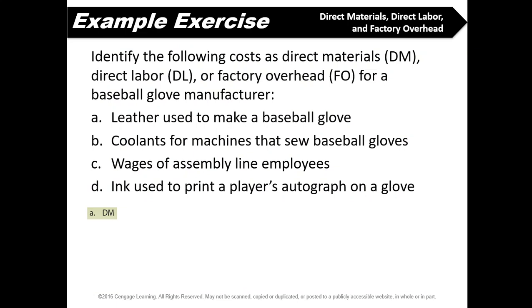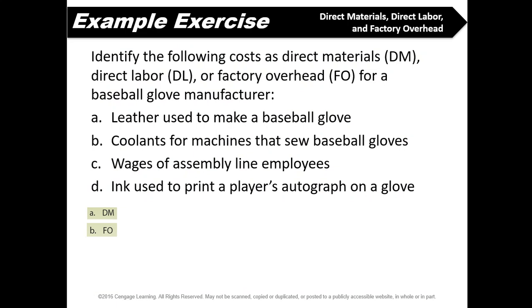The coolants in the machines that sew the baseball gloves. Right, so I have some heavy machinery that are sewing these things together. I need to keep them oiled up and cooled so they don't overheat and jam. So that isn't a direct part of those finished gloves, but it's a cost I have to incur to get those gloves put together. That's going to be an indirect material. And indirect materials are factory overhead.